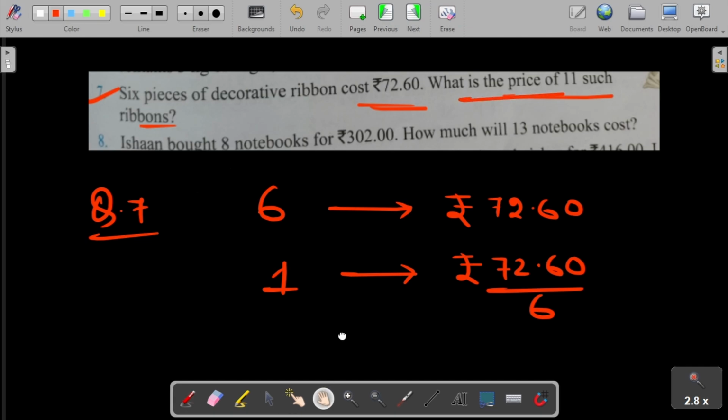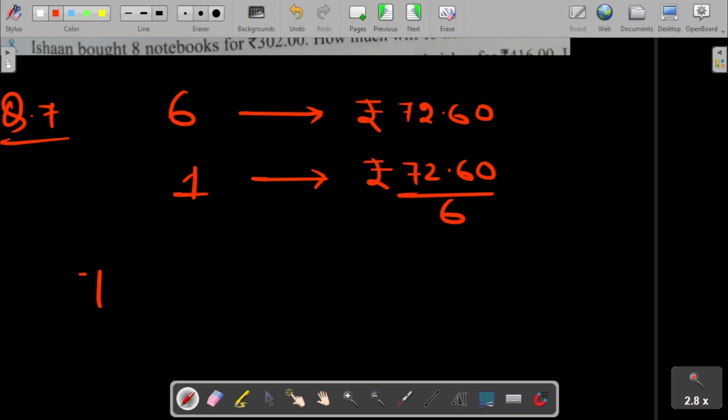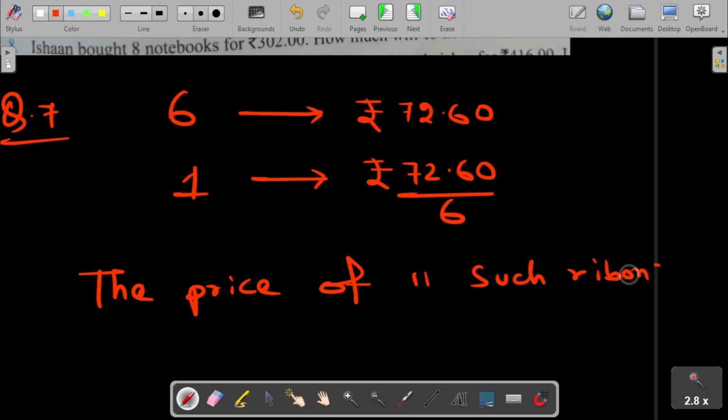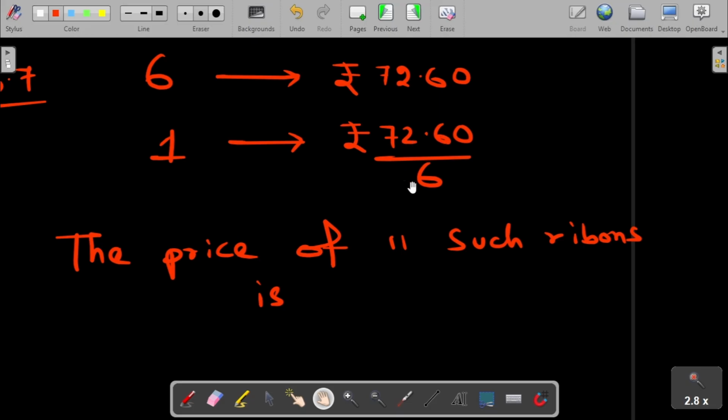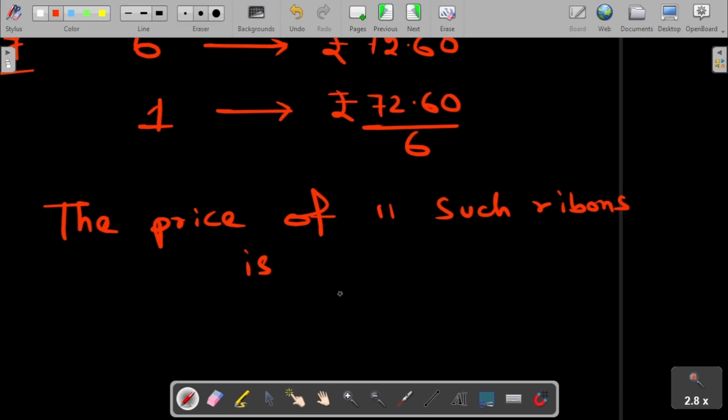So the price of 11 such ribbons is what? If one ribbon costs 72.60 divided by 6, then for 11 ribbons we multiply by 11. So this equals rupees 72.60 divided by 6 and multiplied by 11.